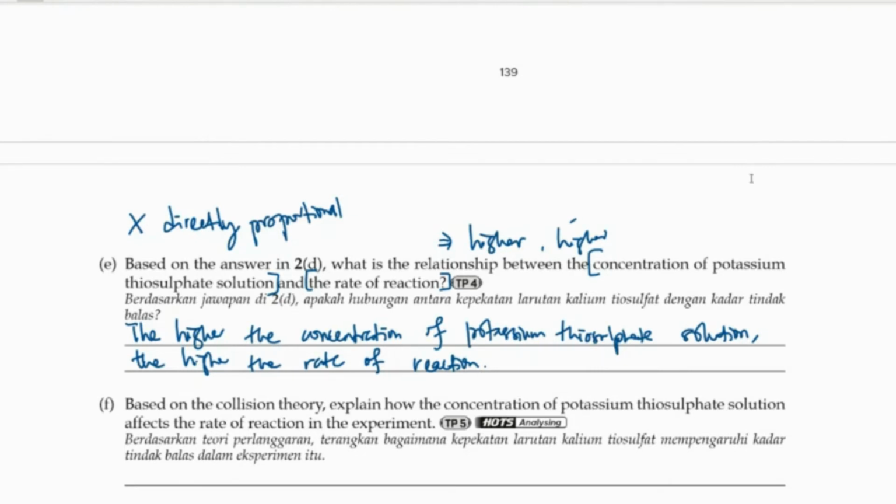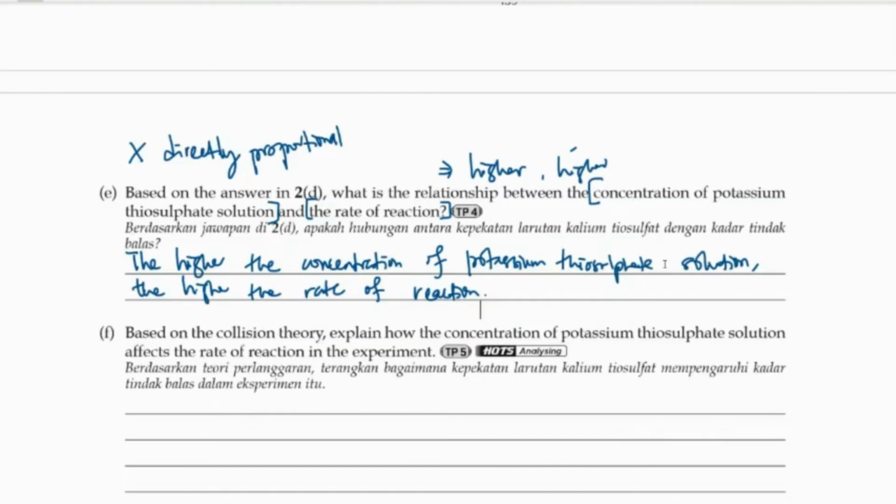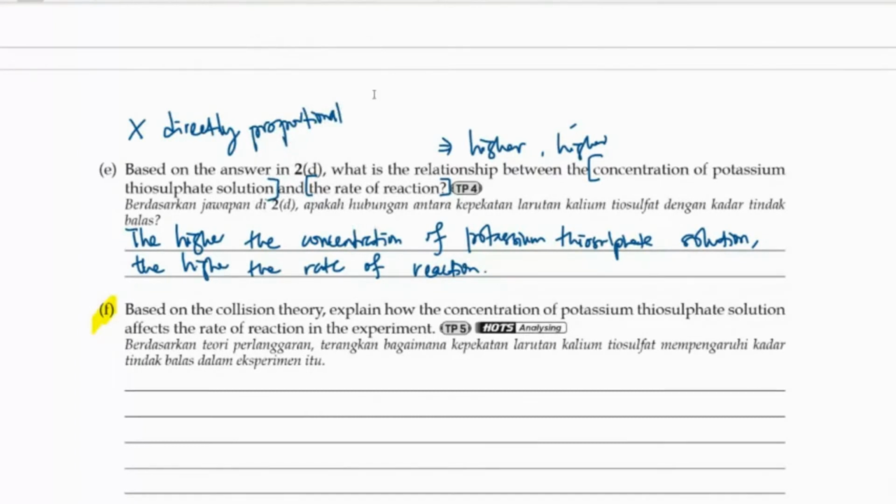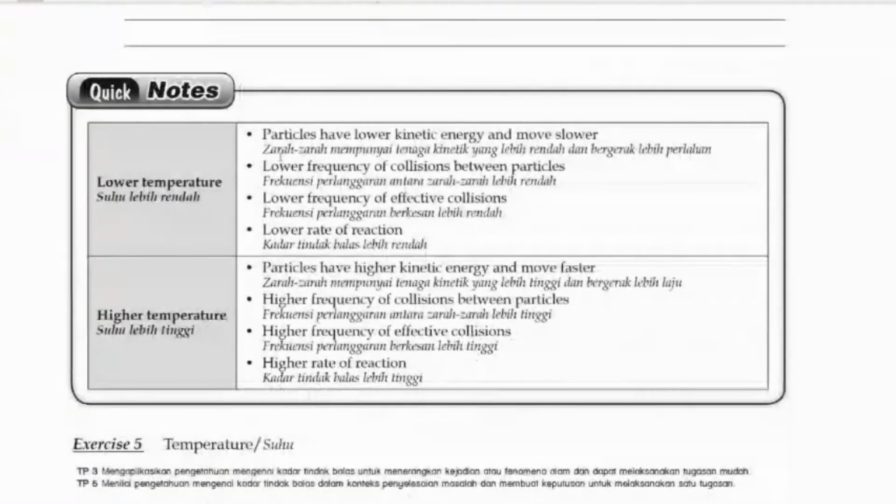So collision theory, we also skip first. Yeah, skip first. And now we go to the temperature factor. So conclusion here: higher temperature, higher rate of reaction. Why? Because at higher temperature, the particles have higher kinetic energy and move faster. They can react faster.